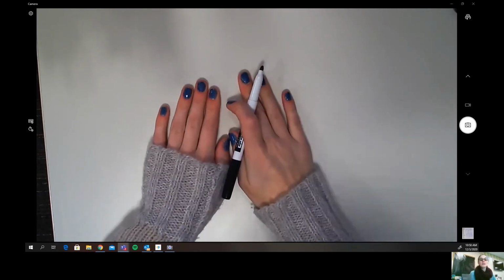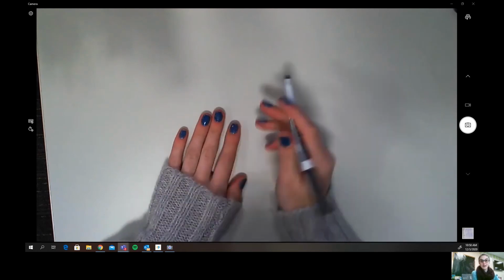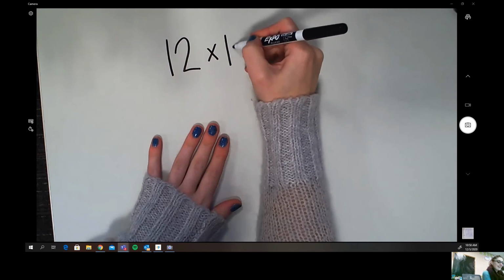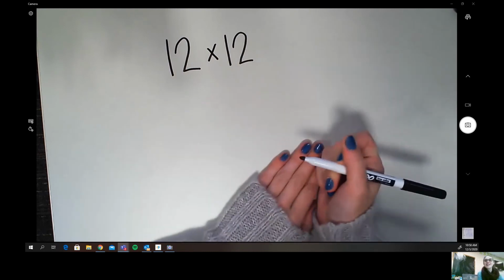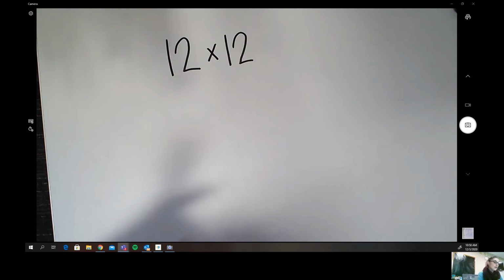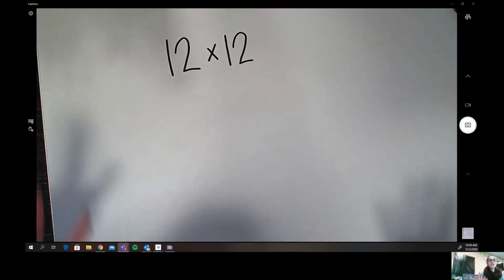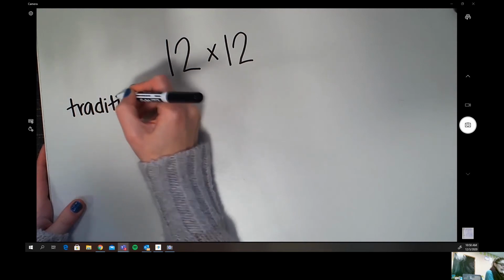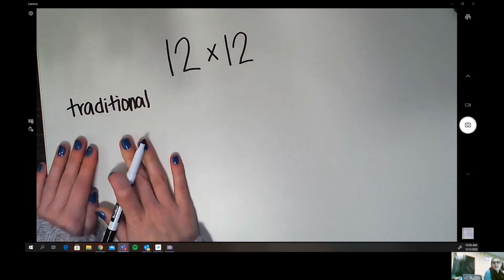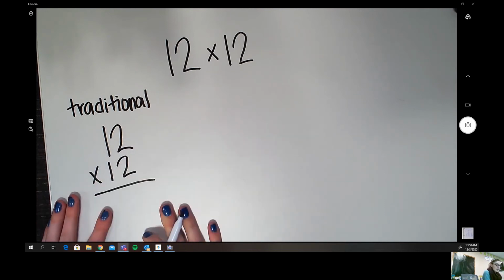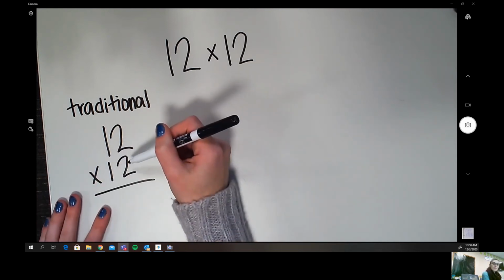So we are going to look at 12 times 12, which for me growing up was always the number combination that I dreaded. For some reason it always was, but we're going to look at 12 times 12. So I'm going to start off by going the traditional way, or what we think of. I'm just going to say traditional. So that is where most of us would just line up 12 over 12, and then we would start multiplying.